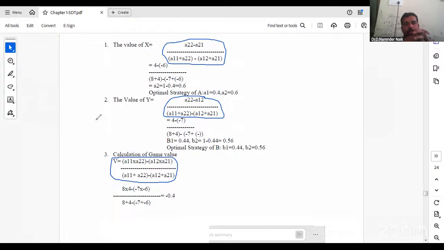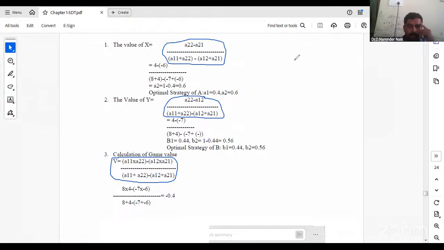A22 minus A21 divided by A11 plus A22 minus A12 plus A21. So second row second column, second row first column, first row first column, second row second column, first row second column, second row first column. These values we have taken according to the places. Then the optimal strategy of A1 is equal to 0.4, and A2 is equal to 0.6.